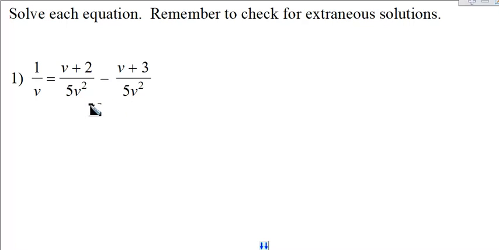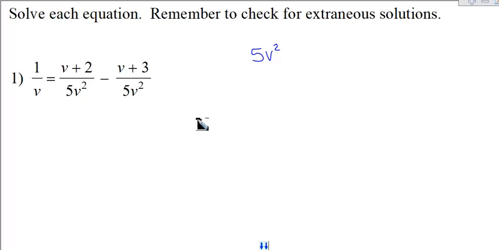I want you to ask, what is the least common multiple for 1, 5, and 5? What can all 3 of these numbers divide into? 5. And as far as the variables, v squared, and v squared, what can all 3 of these variables divide into? V squared.